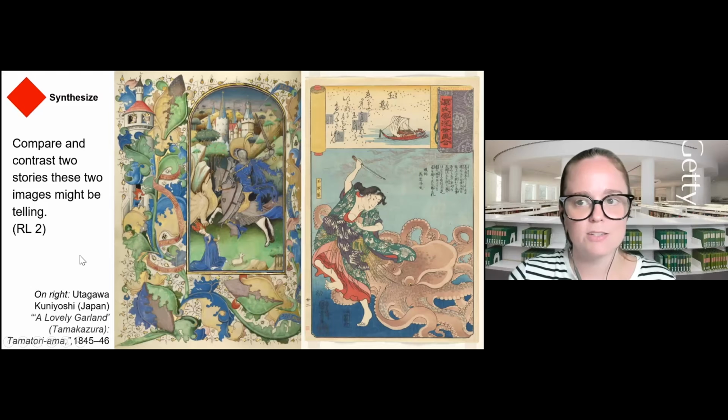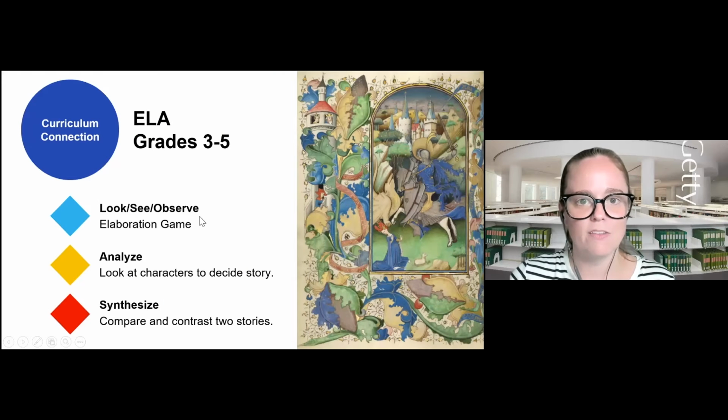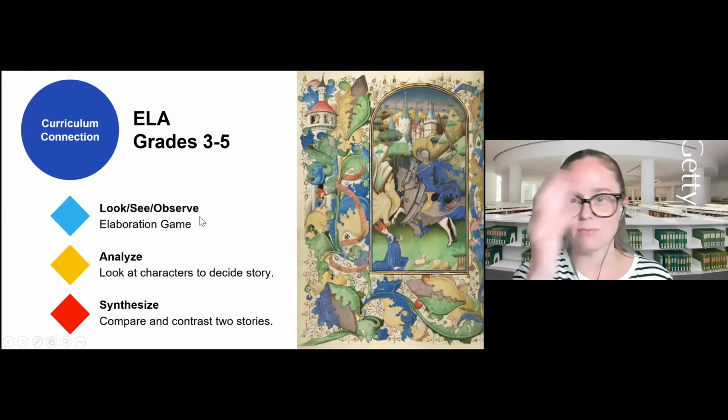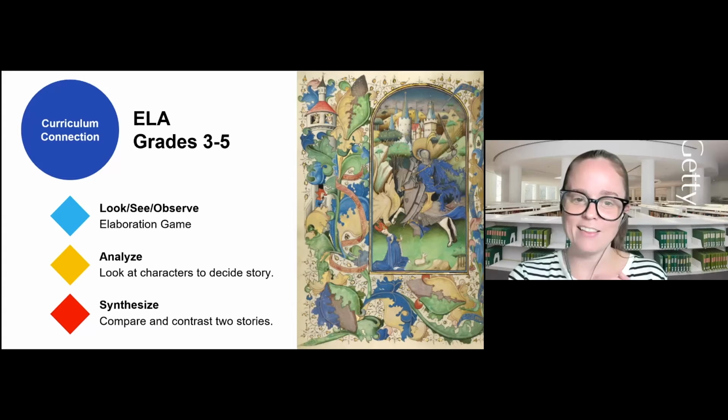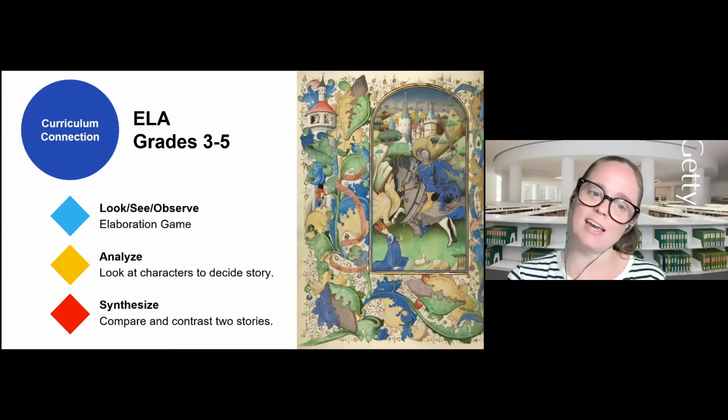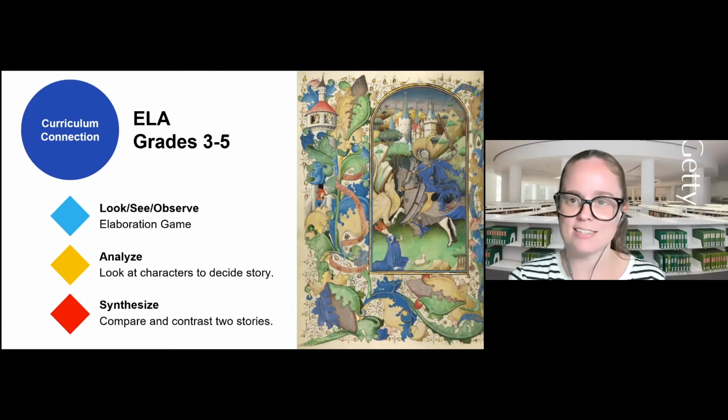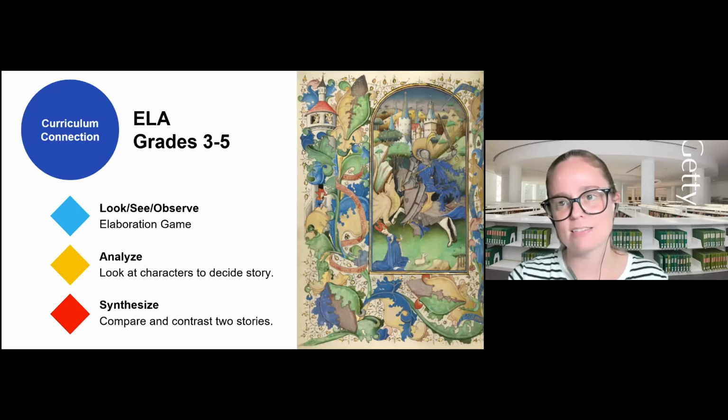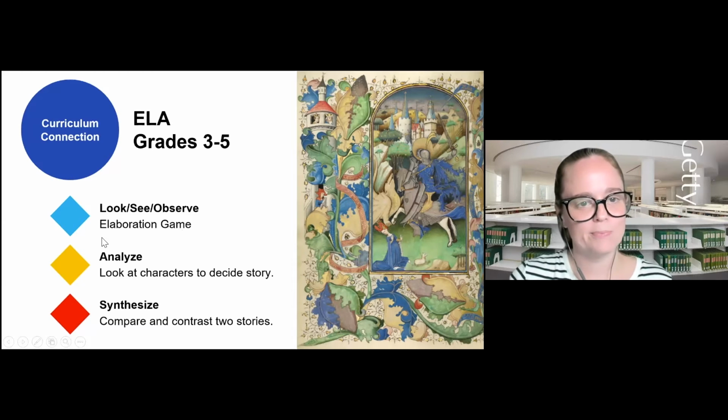All right, so I think I'm going to go to the last slide, just to button that last one all up. So we did the elaboration game. We looked at characters to decide the story, and then we compared and contrasted two stories for the last step. And now I am going to hand it over to Rebecca again.